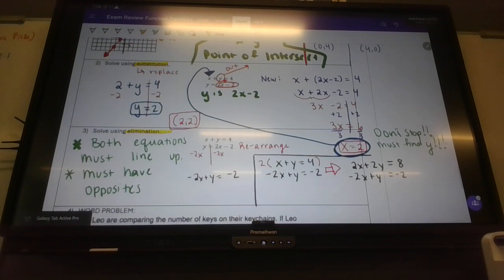So we're distributing a 2 to the whole bottom so that we have opposites. And then you add down. And what will happen is the opposites will be eliminated. That's why it's called elimination.